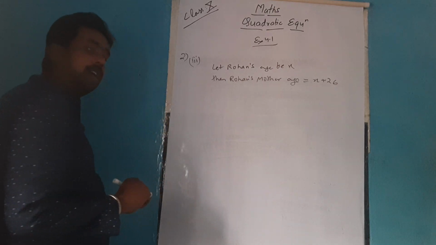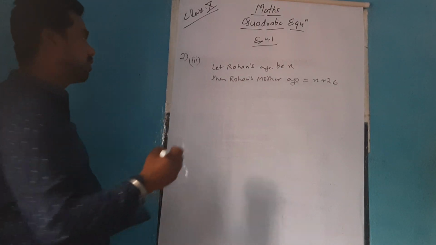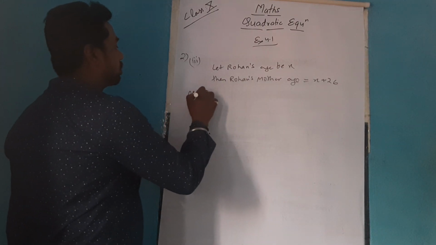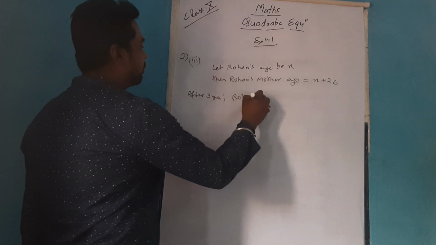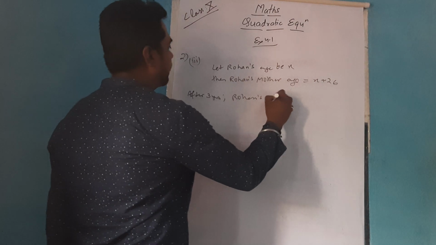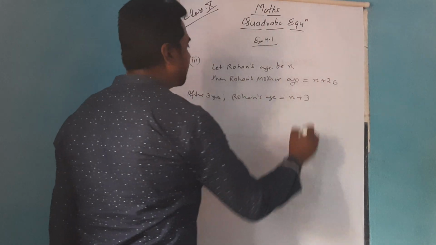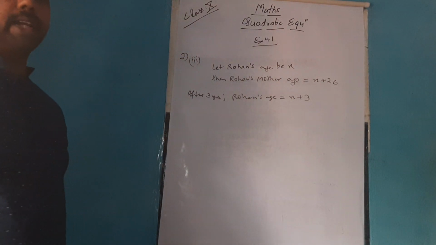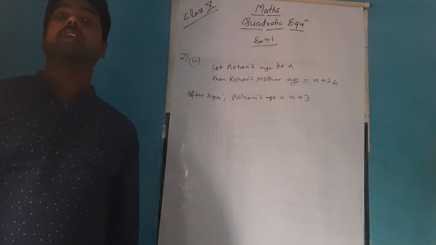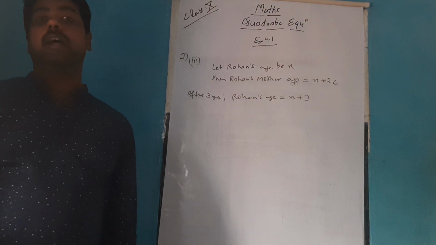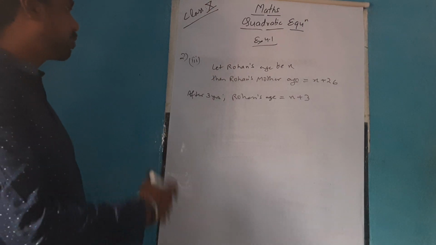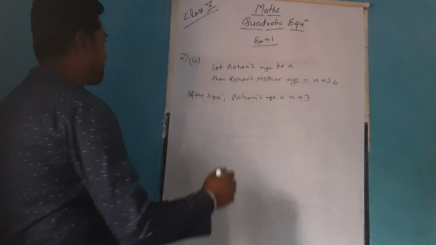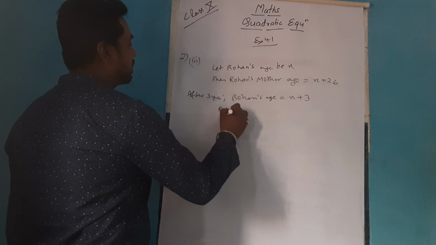So first we'll try to find the ages after 3 years. After 3 years, Rohan's age will be, as the age will increase by 3, x plus 3. Don't make it 3x. 3x means 3 times. It's not 3 times. His age will increase by 3 years. So we'll add 3, so this becomes x plus 3. And then Rohan's mother's age.